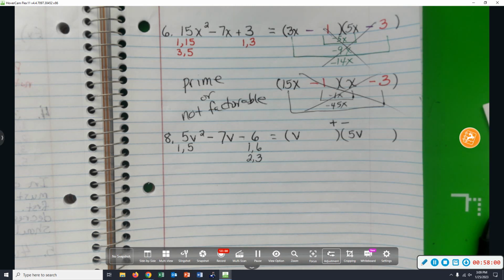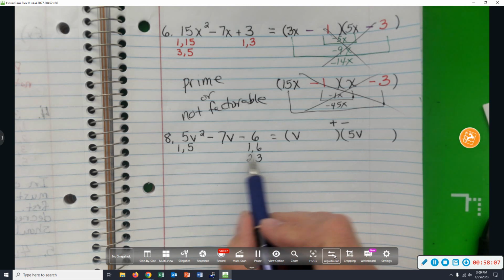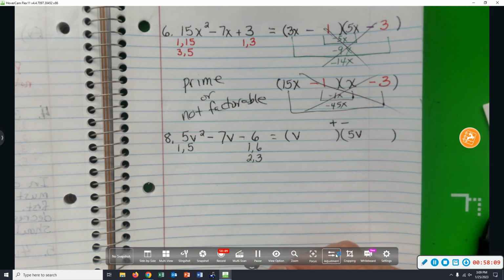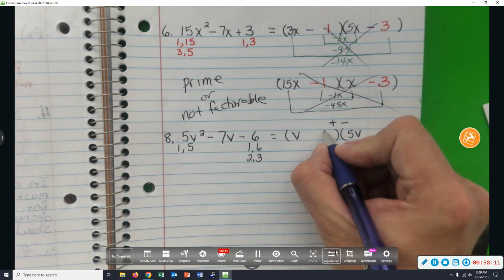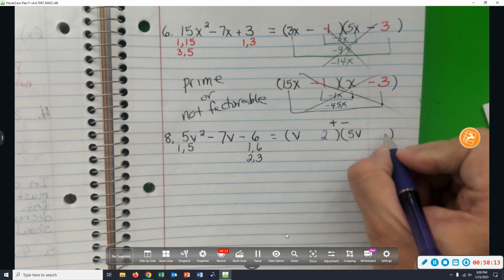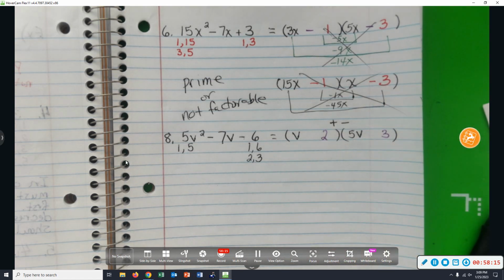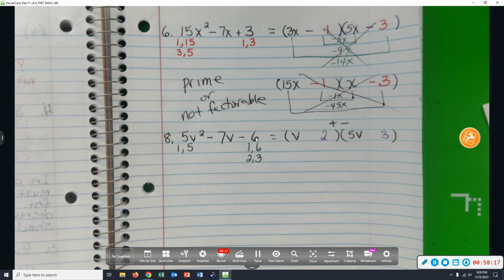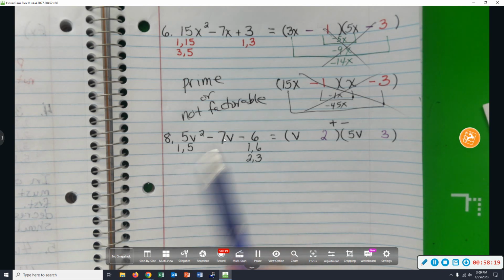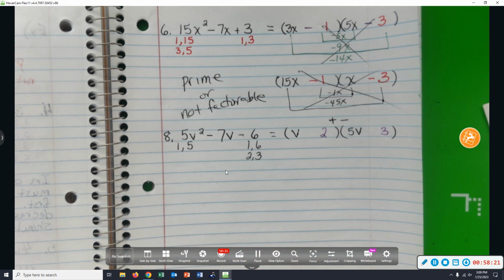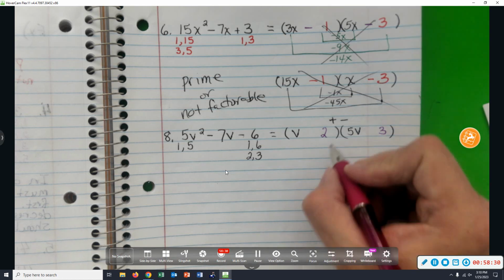So, you want to try the 1 and 6 or the 2 and 3? I would try the 2 and 3. If you're not sure, I always start with the pair closest together. Unless I notice 5 times 6 is 30 and I have a 29 right there, then I'll try the 1 and 5 and 1 and 6. But, hey, this is looking good. Do y'all see it? Okay.